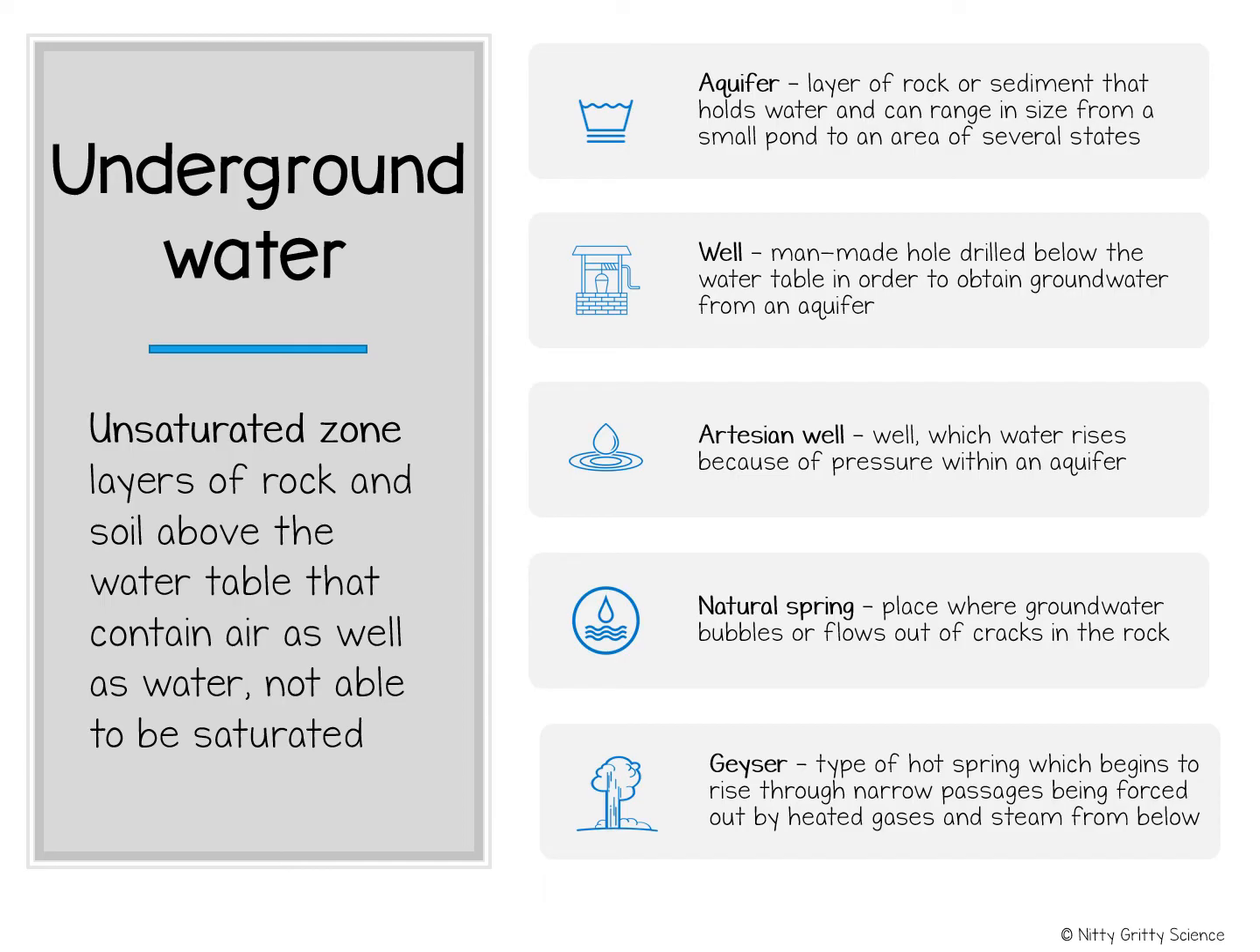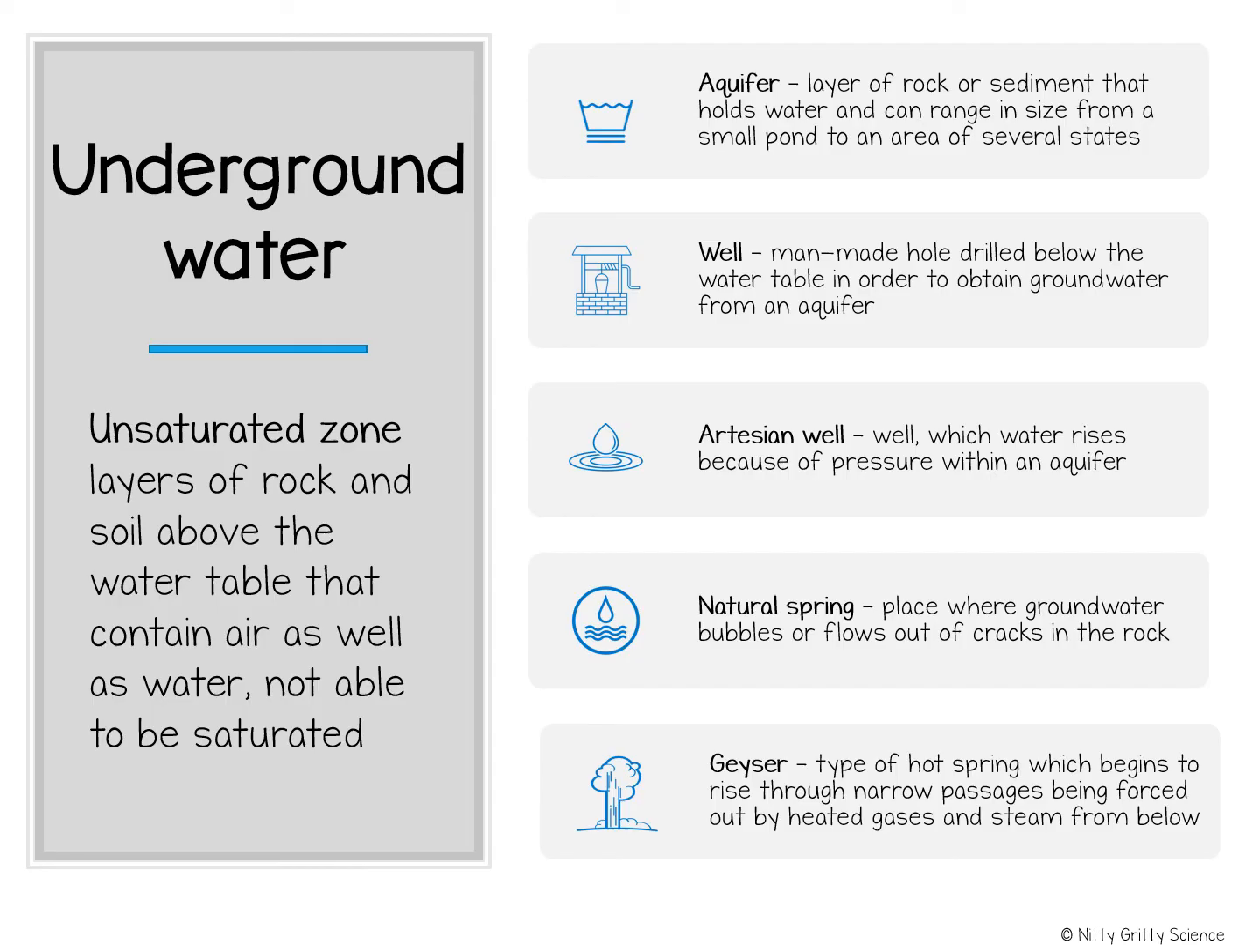Now, when an area of groundwater is found below an unsaturated zone, which is a layer of rocks and soil above the water table, then this is called an aquifer. Aquifers can range from a small patch of permeable material to an area the size of several states. Many people obtain their drinking water from aquifers and also use this water for their crops and for their livestock.